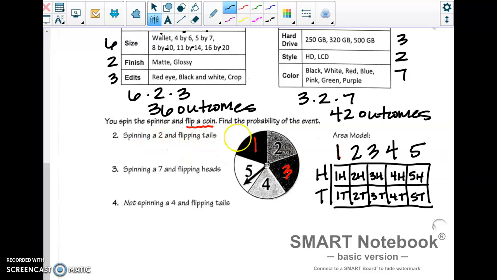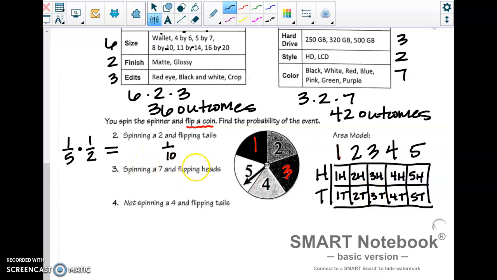So the chance of spinning a 2 and flipping tails. So 2 tails is right here. So that is a 1/10 chance. I can get that just by looking at this table. Another way to get that is to think about, okay, on the spinner, there's a 1/5 chance of a 2 because there's 5 sections on that spinner and the 1 is a 2. So I have a 1/5 chance on the spinner times the chance on a coin of getting tails is 1/2. Notice how 1/2 times 1/5 equals 1/10, which we're getting from the area model. So that is another way to do it.